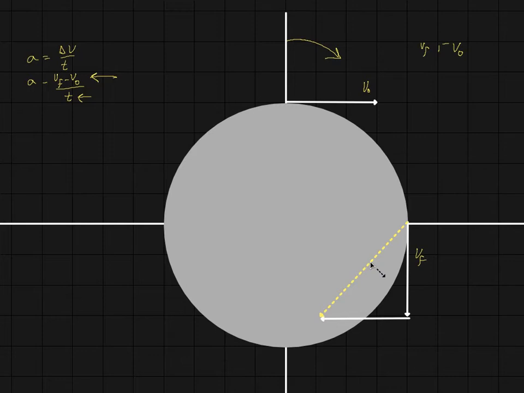Now I've got a question for you. We said at the onset that the acceleration points towards the center of the circle. And very clearly we do not have our acceleration pointing to the center of the circle. So what I want to know from you is why. Why is the acceleration not pointing towards the center of the circle?